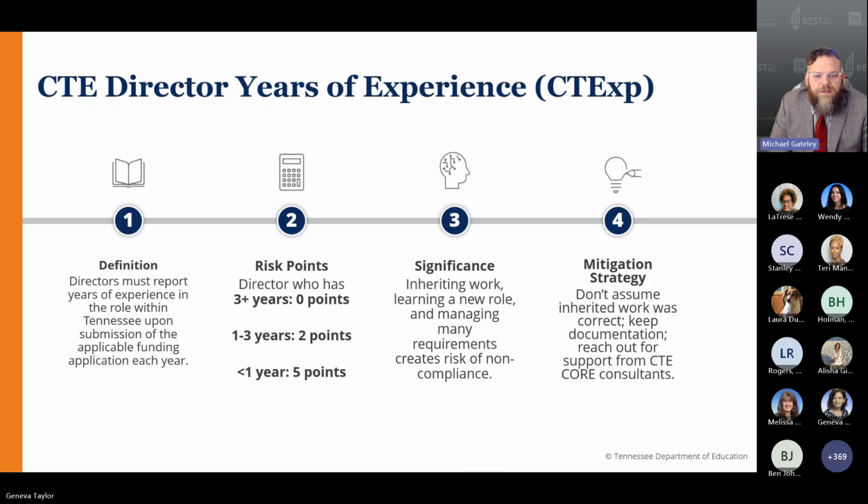Make sure that you're attending those meetings we just talked about. Keep documentation on all of your policies, procedures, activities, and reach out to support from the CTE core consultants, myself, or other CTE directors when applicable.